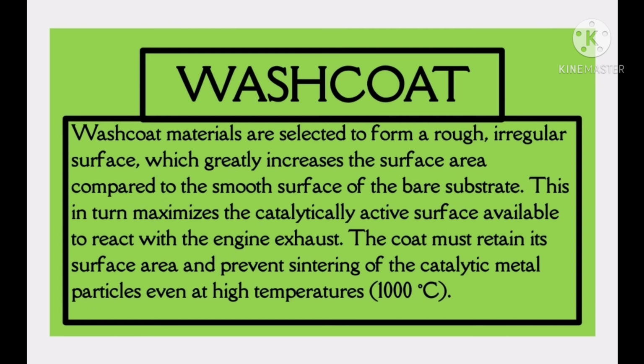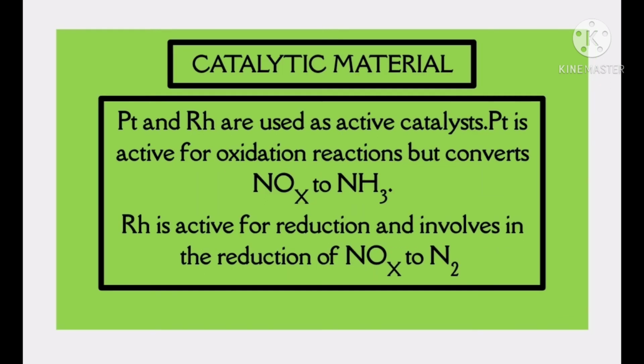The coat must retain its surface area and prevent sintering of the catalytic metal particles even at high temperatures, 1000 degrees Celsius. Now we discuss the catalytic material. Platinum and rhodium are used as active catalysts. Platinum is active for oxidation reactions but also converts nitrogen oxides to ammonia. Rhodium is active for reduction and is involved in the reduction of nitrogen oxides to nitrogen gas.